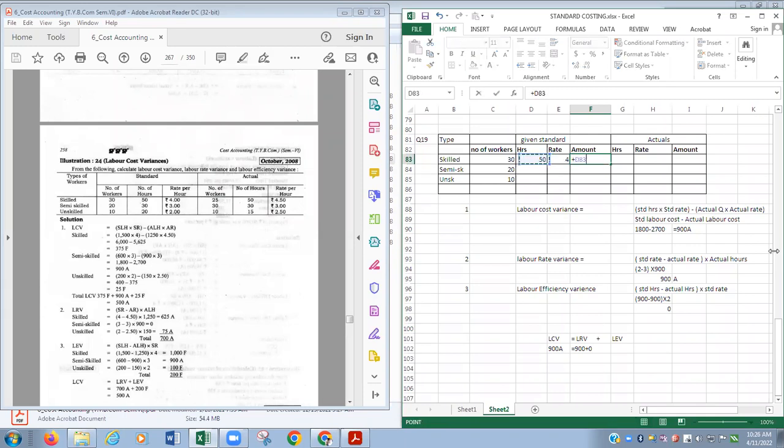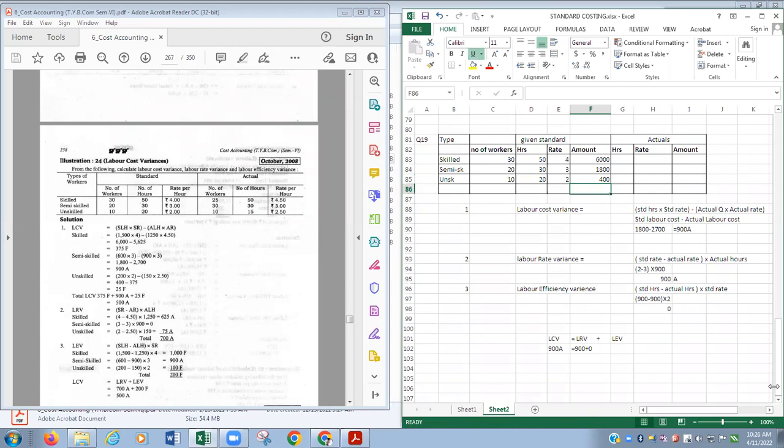I'll multiply all three. 30 into 50 into 4. Okay, 6,000. Same way, I'll do it for remaining type of workers. 20, then 30 and 3. Okay, for unskilled, number of hours are 20 and rate is 2. Just copy the formula. Yeah. So getting 6,000, 1,800 and 400 as my total cost. Clear?